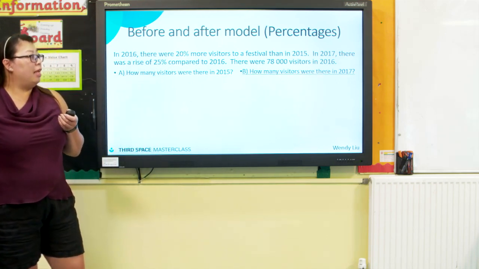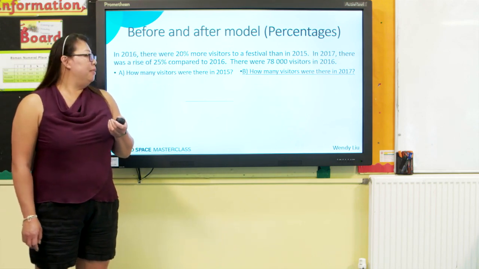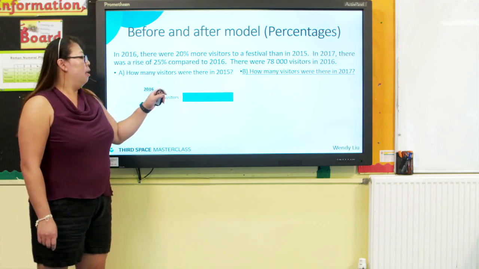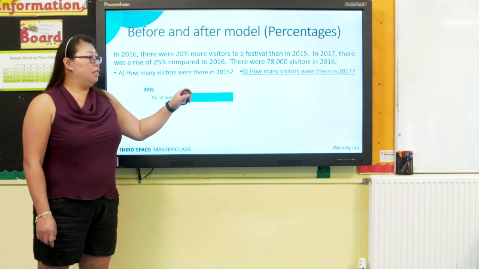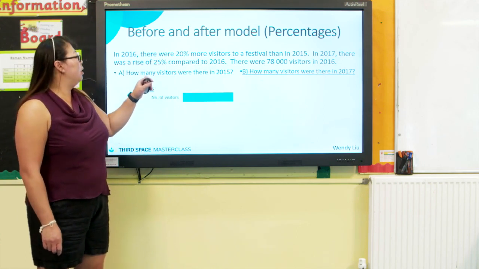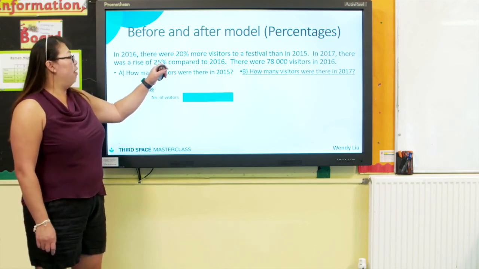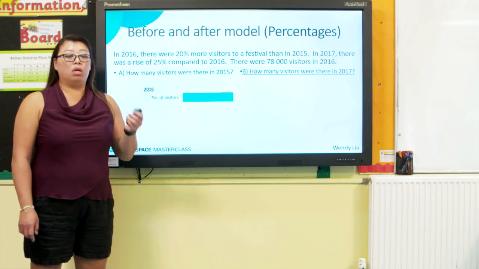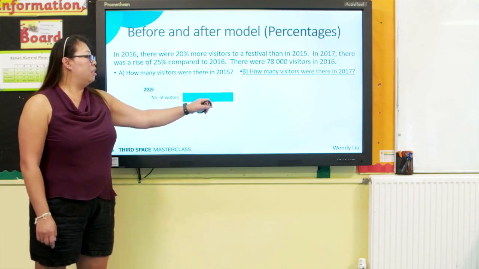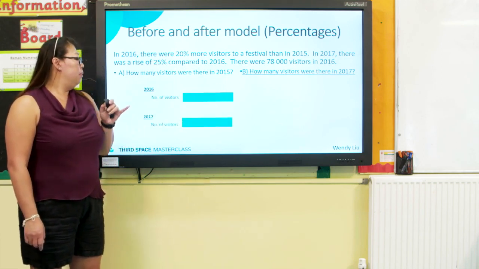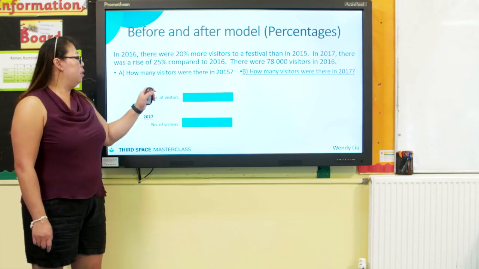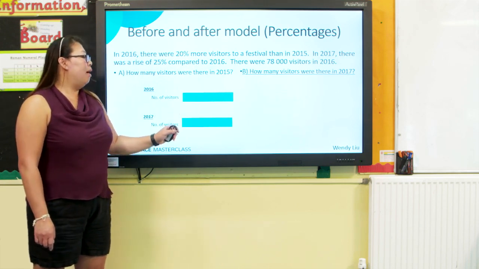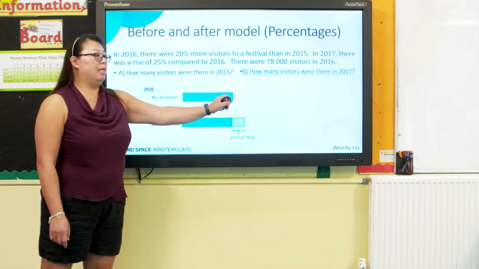So how many visitors were there in 2017? So again, we model 2016. The bar represents the total number of visitors. Now this time, because there was a rise of 25%, pupils need to understand that 25% is the same as 1/4. So we would split the bar into quarters. In 2017, there was the original number of visitors as 2016, but now there's an increase of that 25%, one extra part.